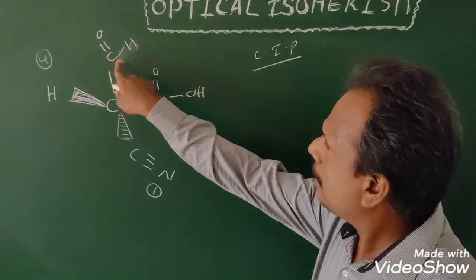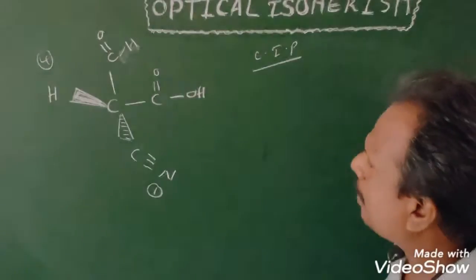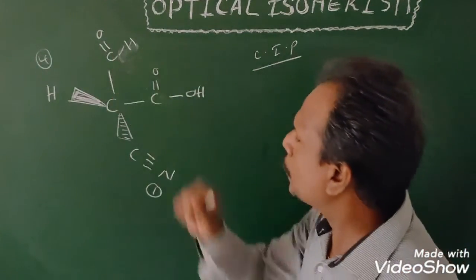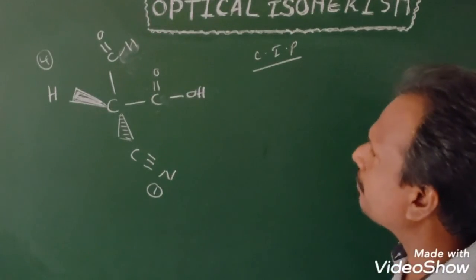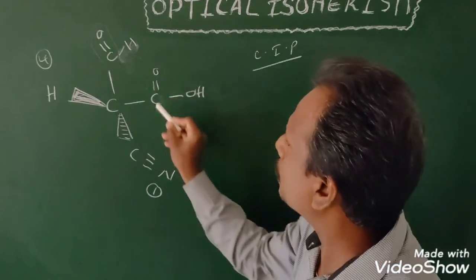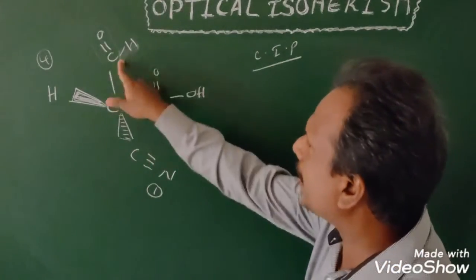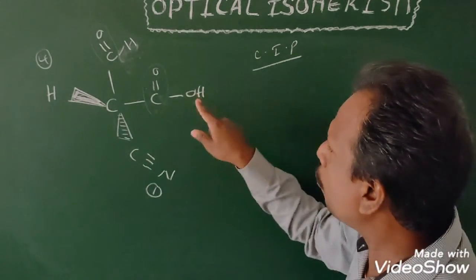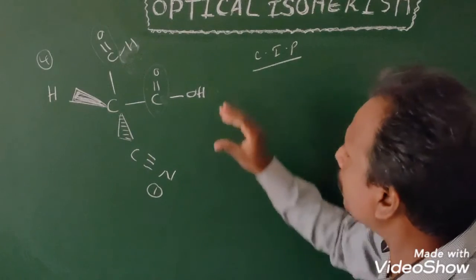Aldehyde and carboxylic acid, among these two groups, which group has more priority? CO is common in both. Here CO is linked to H. Here CO is linked to OH. So priority will be given to COOH. So it is 2.